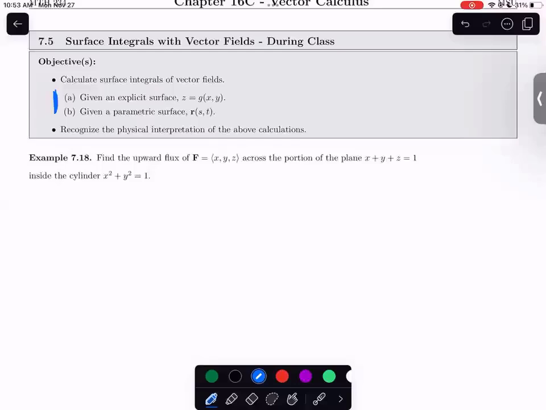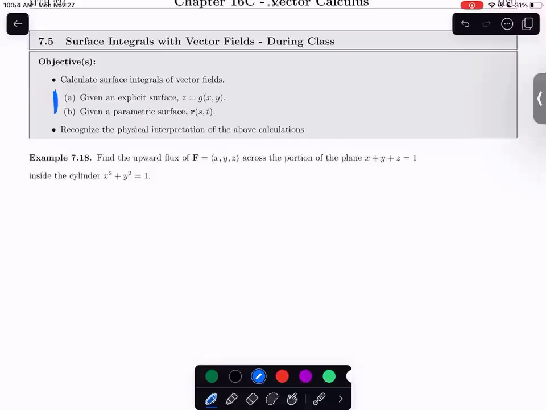This is the same flux, mind you, that we had in 16.4b when we first came up with flux. But now instead of flux across some curve, we're talking about the flux across the surface. So we have some interesting vector field. Notice now we don't have a scalar function, we have a vector field. We want to find the upward flux across the portion of the plane that lies inside of the cylinder.